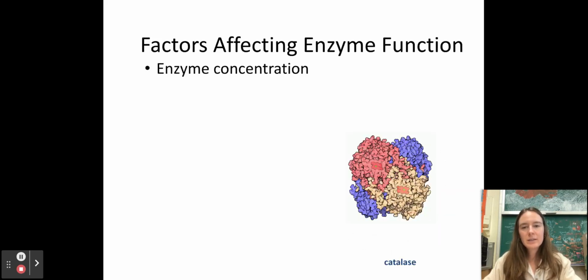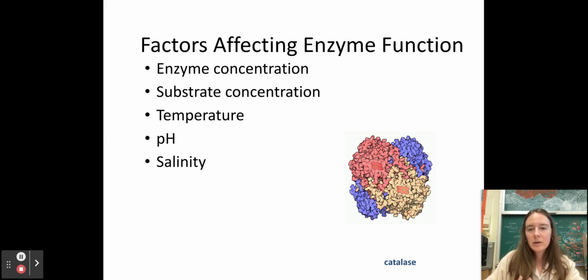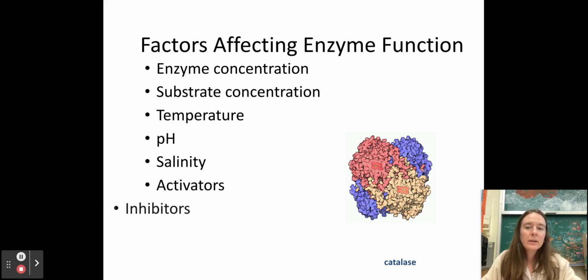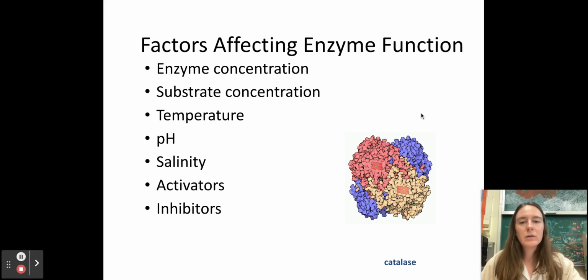Okay, so some factors affecting enzyme function. First, enzyme concentration: more enzyme, more reaction. Substrate concentration: if you have more substrate, you're going to have a faster reaction up to a certain point. We'll talk later about temperature. We'll look at pH in this video, and salinity, how much salt is in a solution around the enzyme. We'll look at activators. If another molecule binds to this enzyme, it can turn on the enzyme and allow it to function properly, so that's like an on switch. And then even inhibitors. An inhibitor is a molecule that binds and turns off the enzyme, stopping it from doing any chemical reactions, which can be good. Sometimes you don't want a chemical reaction to occur and you want to shut down this enzyme, power off the machine for a moment.